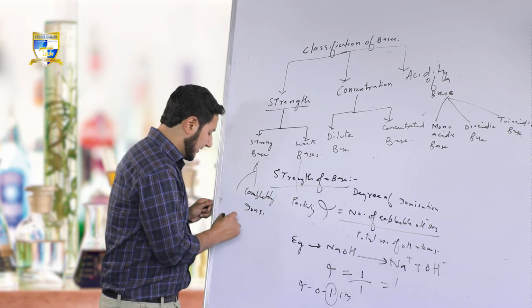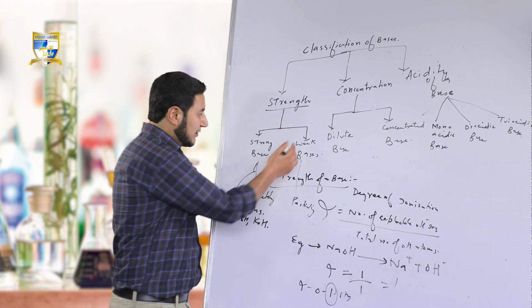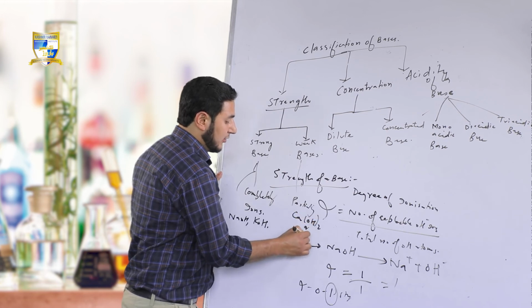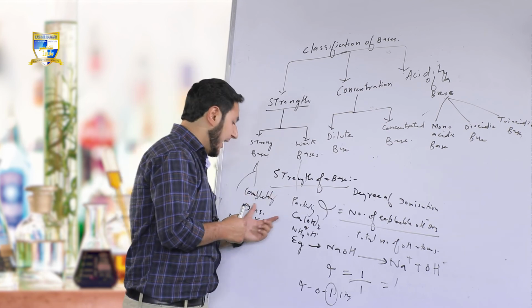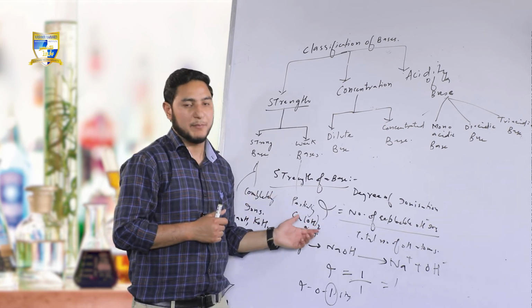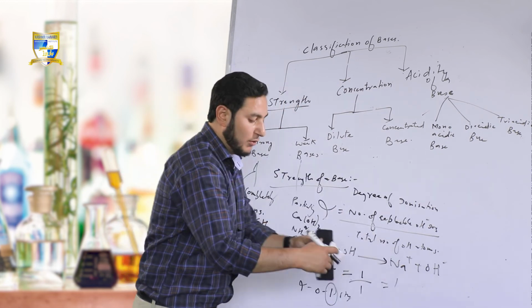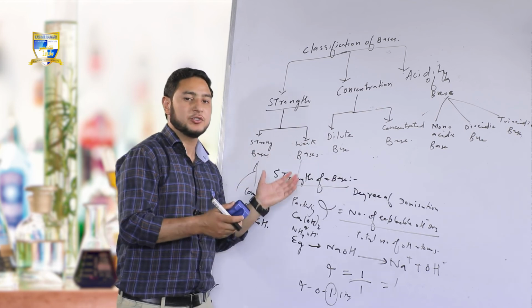Examples of strong base: NaOH, KOH. Examples of weak base: calcium hydroxide or ammonium hydroxide, NH4OH. These are the examples of strong base and these are the examples of weak base. It can come in exams: write 4 points about strong base or weak base, or differentiate between strong base and weak base.